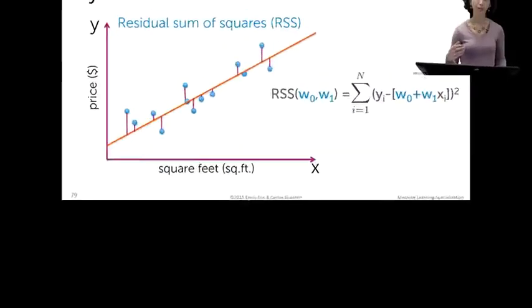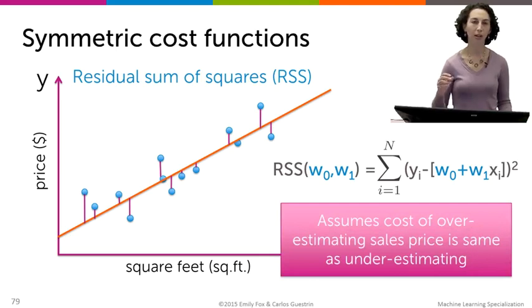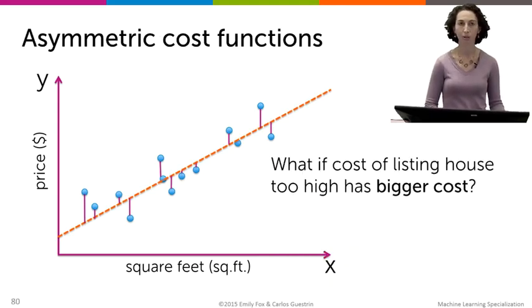Okay, so this residual sum of squares that we've been looking at is something that's called a symmetric cost function. And that's because what we're assuming when we look at this error metric is the fact that if we overestimate the value of our house, that has the same cost as if we underestimate the value of the house. And the question is, do we actually believe that that's the case? And what happens if there might not be symmetric cost to these errors?